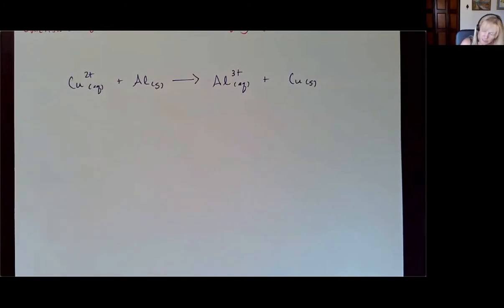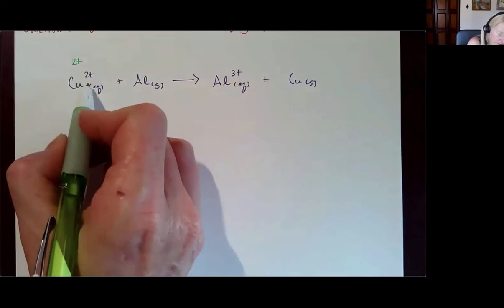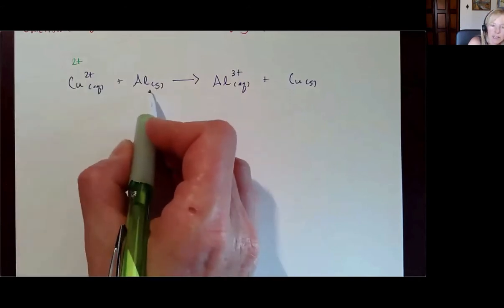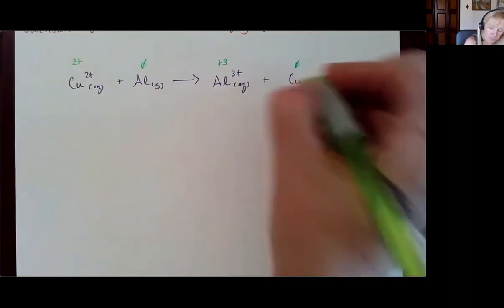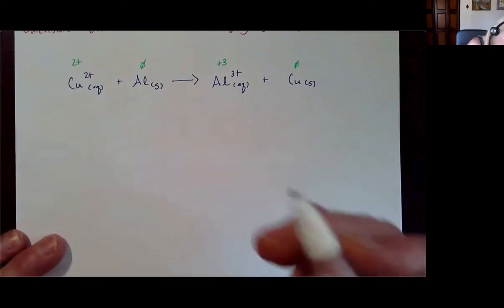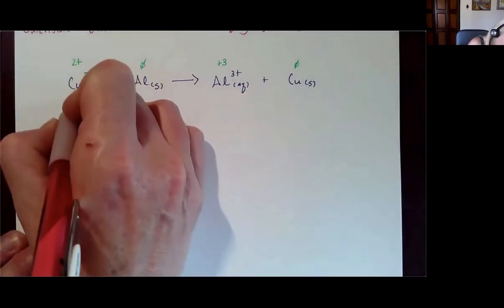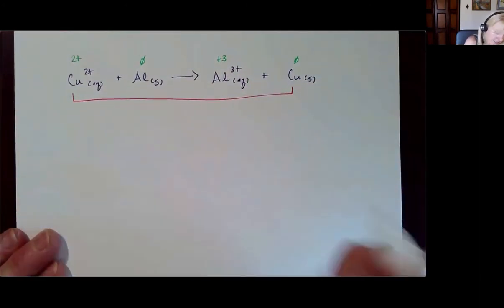So in this one, let's assign oxidation numbers. So this is a monatomic ion. So my oxidation number is going to be equal to the charge. This is an element in its standard state, so that's a 0. Now this has gone to an ion, and this has gone to solid. And so let's look at what was reduced. So copper went from +2 to 0. So it had a reduction in its oxidation number.